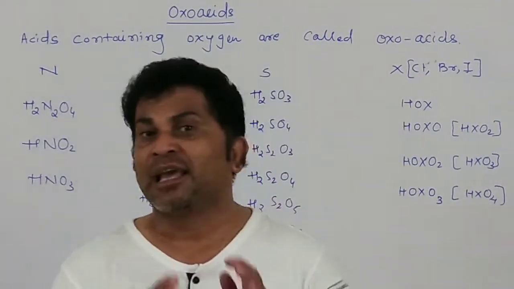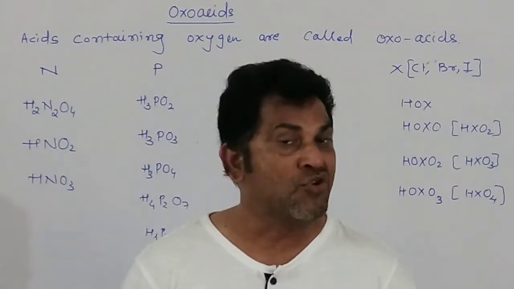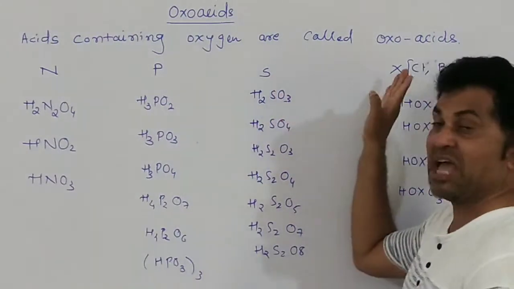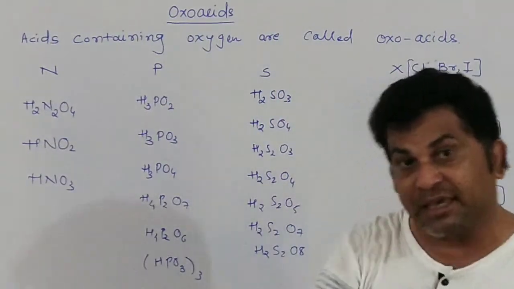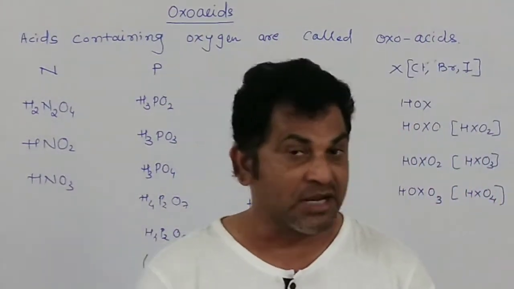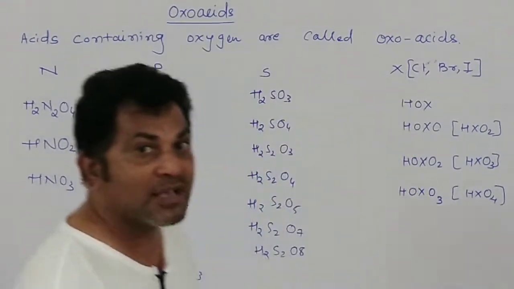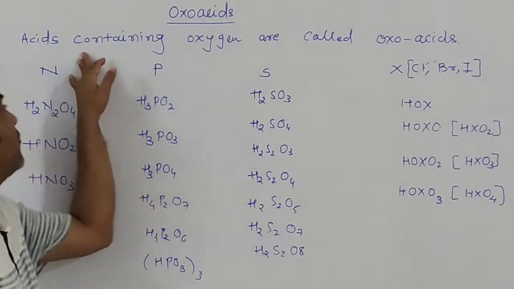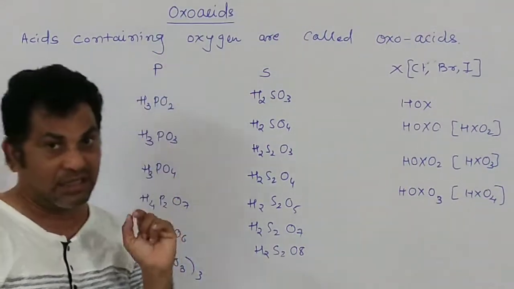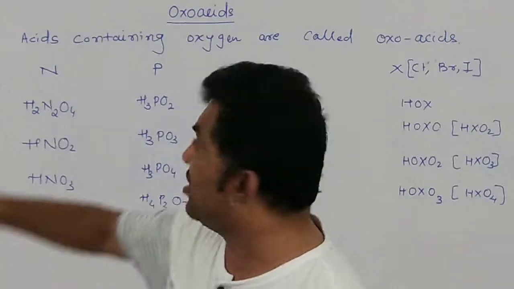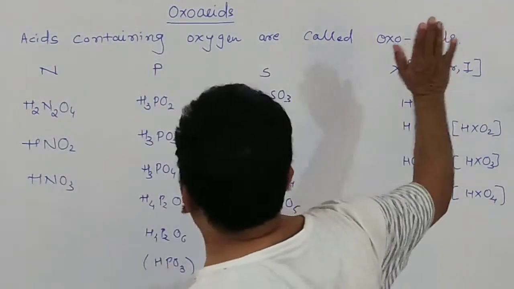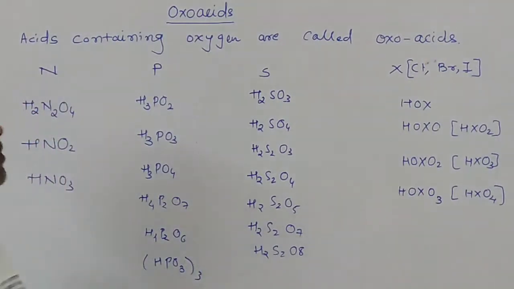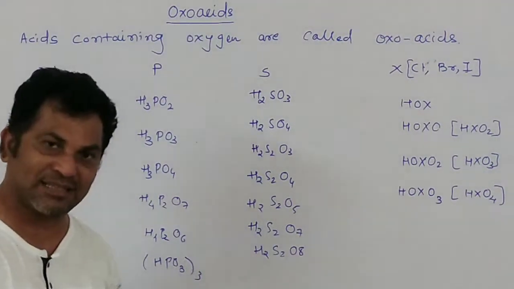Dear students, in the P block we have non-metals like nitrogen, phosphorus, sulfur and halogens. These are making oxo acids. Now what is an oxo acid? That first we are going to learn. The acids which contain oxygen are called oxo acids. So hope that you understand about the oxo acid.